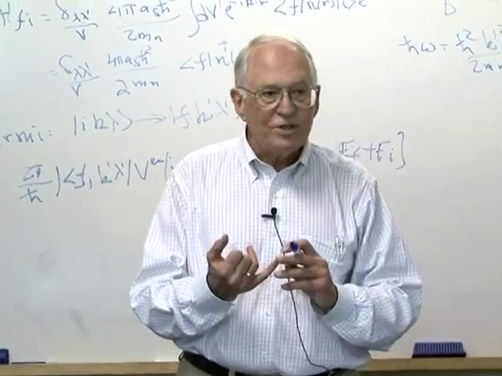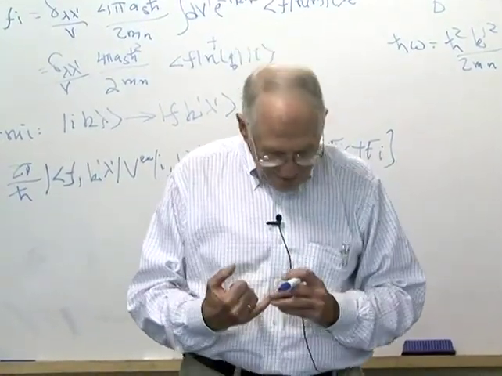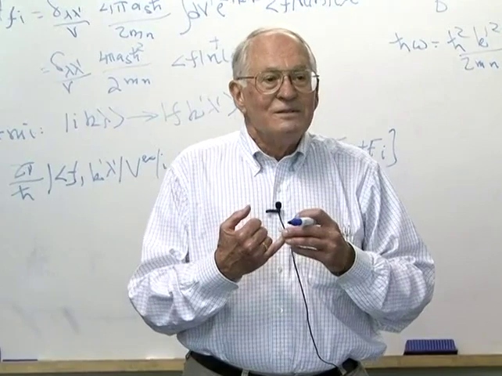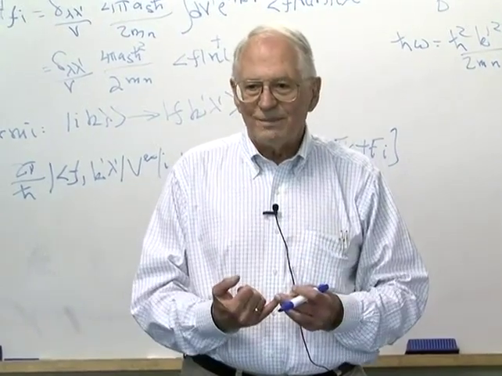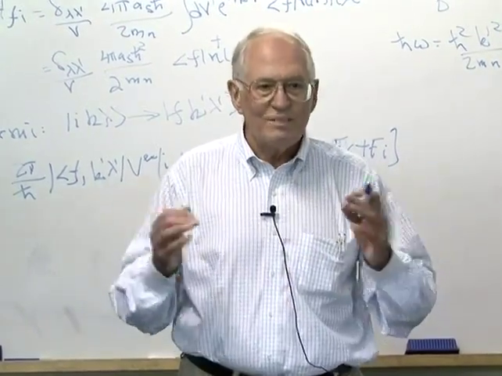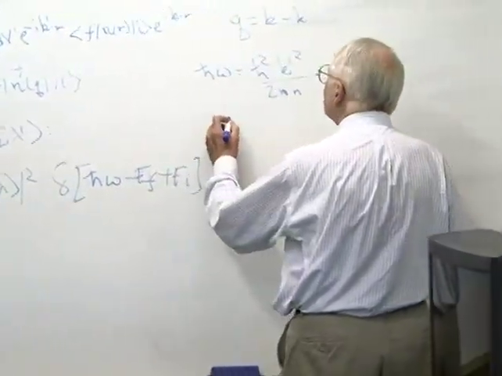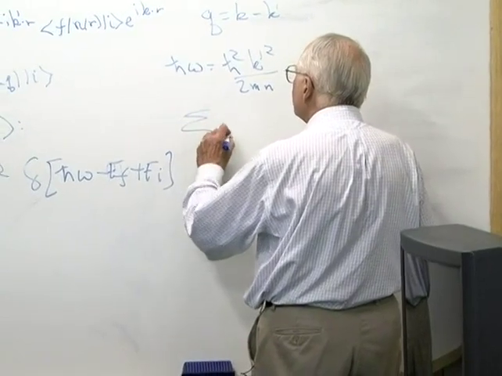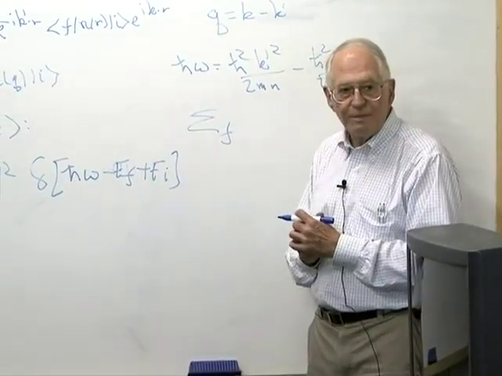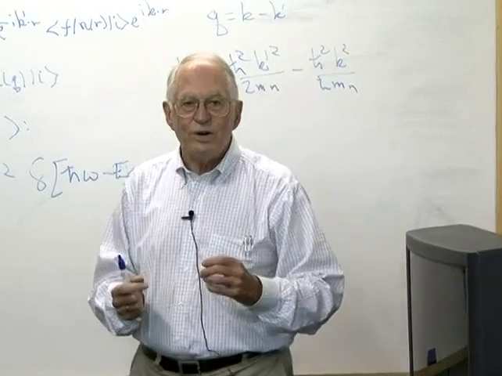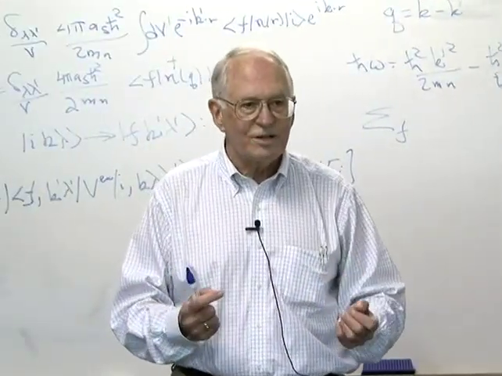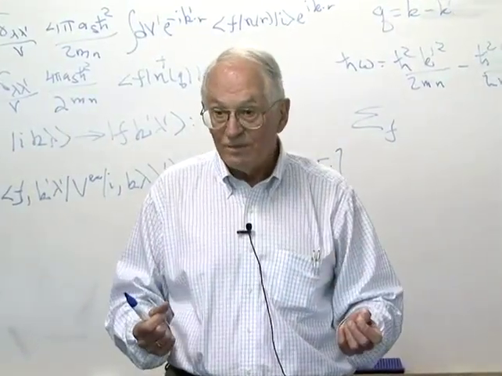Now, in practice, we don't measure the final state of the target. We just do an experiment and you don't worry about what the final state is. So in order to get this rate, we're going to have to do a sum over all the final states of the target. Also, in practice, we don't determine the initial state of the target. We assume it's in thermal equilibrium.